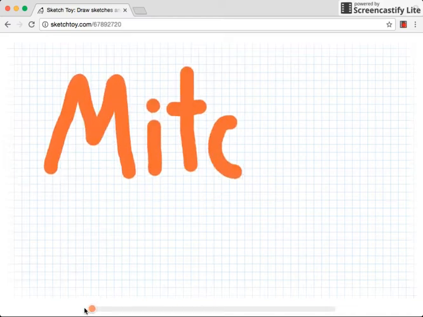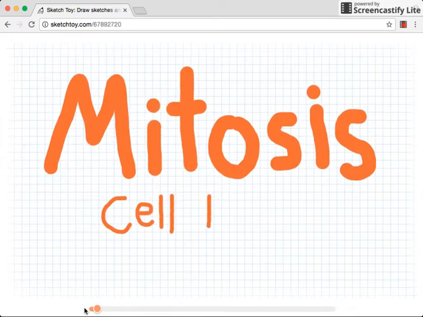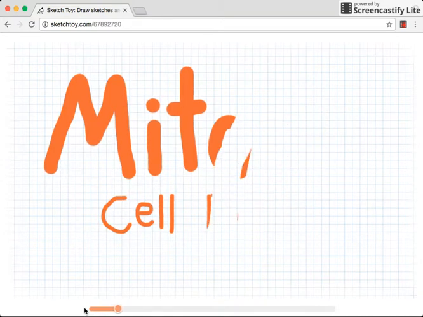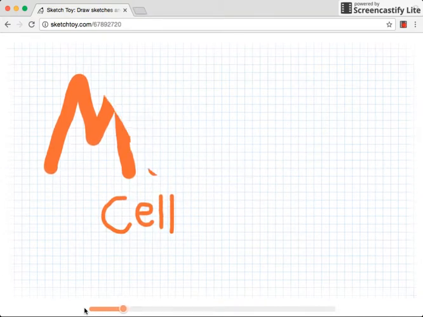Hello, ladies and gentlemen. Today we're going to be talking about mitosis, which is one of the types of cell divisions we need to know. We're going to go through the process of mitosis. We're going to talk about how it affects somatic cells, which are the normal cells in your body.